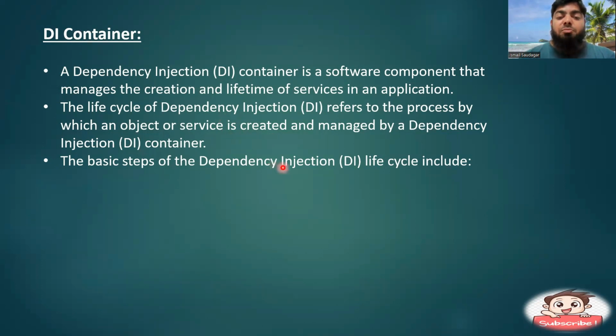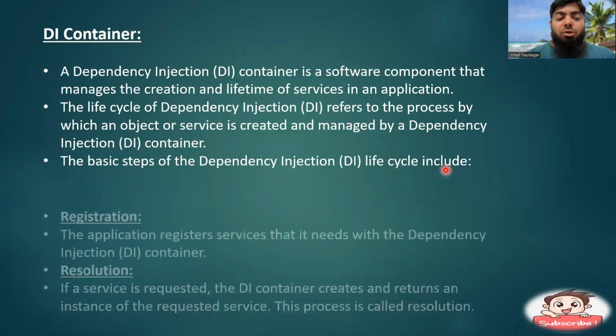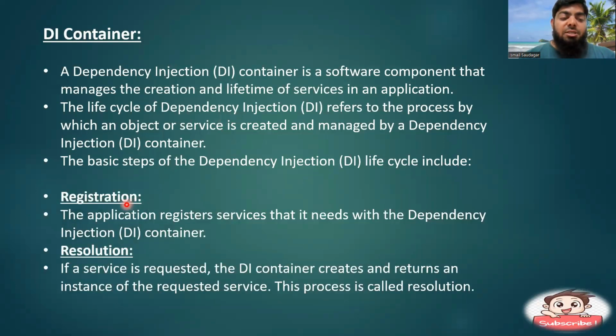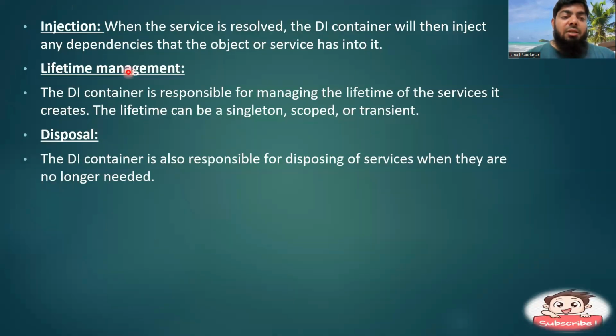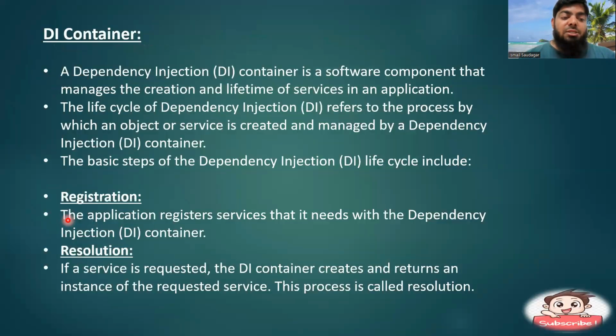The basic steps of the dependency injection life cycle include registration, resolution, injection, lifetime management, and disposal. First we'll discuss registration. The application registers the services that it needs with the dependency injection container. Services means the class names, the objects which we require.